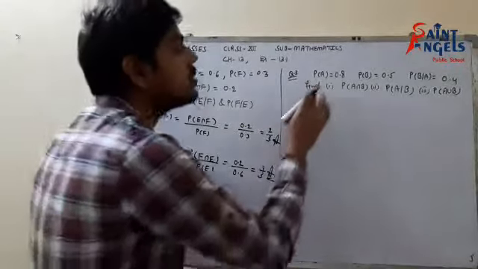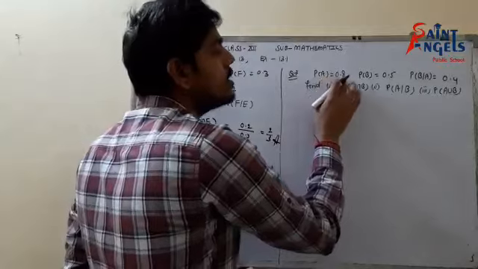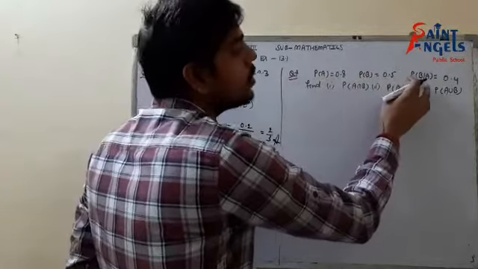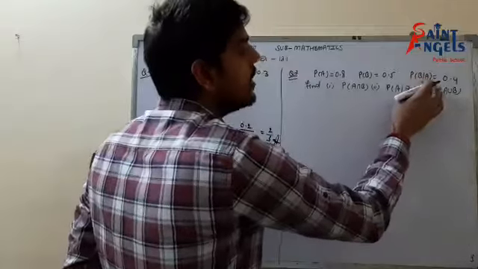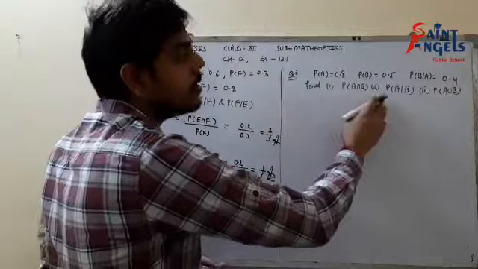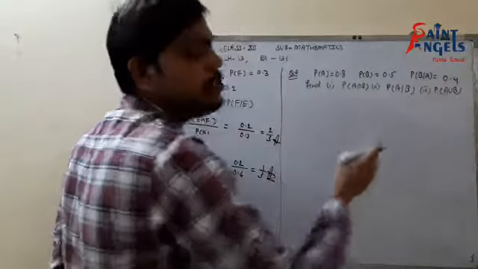Now the next question is: if the probability of event A is 0.8, the probability of event B is 0.5, and the conditional probability of B when A is given is 0.4, then we have to find P(A intersection B), P(A|B) and P(A union B).